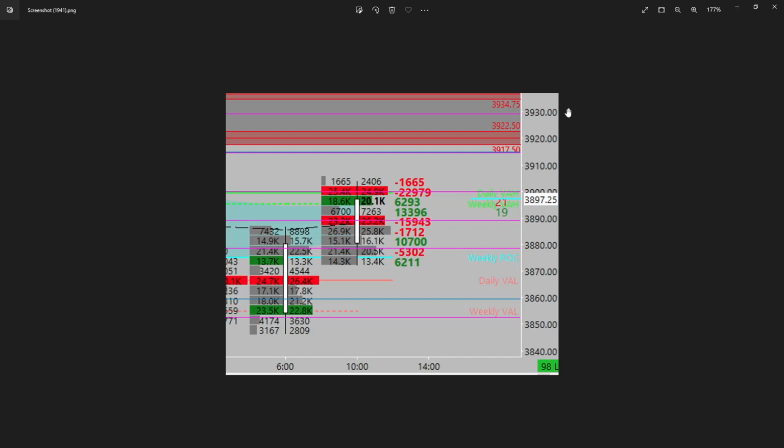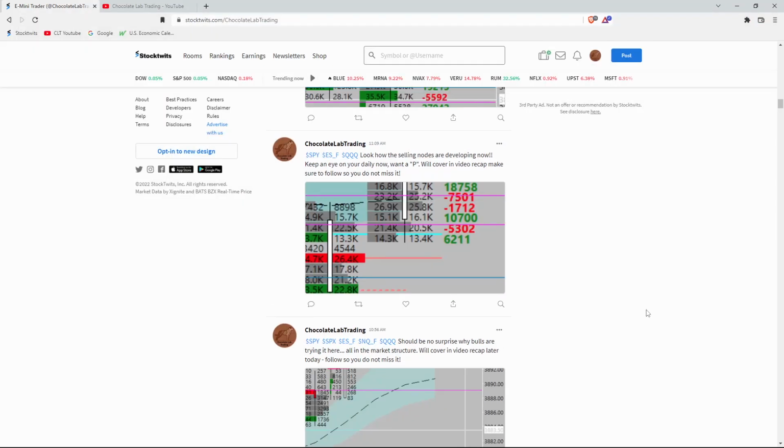Where do we want to enter? We want to enter on retail stops. So I'll show you exactly on the footprint what I saw that was a stop run that I wanted to enter with here in a few minutes.